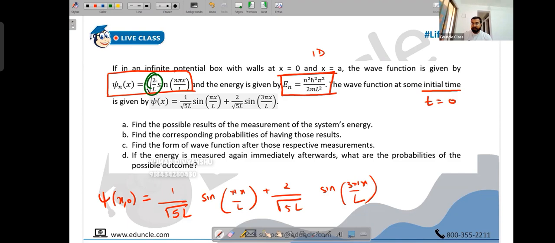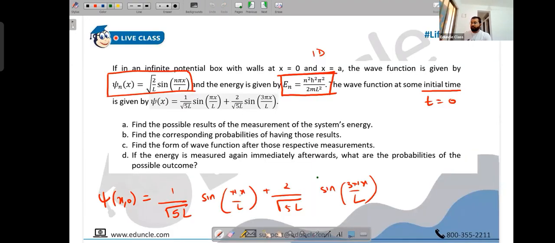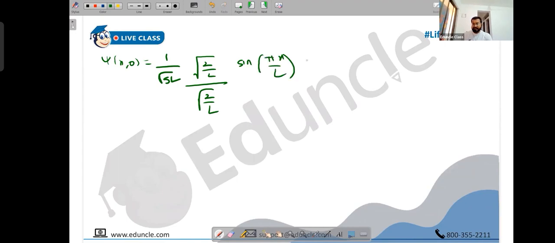However, we require root of 2 by L. Do I have root of 2 by L here? No. Do I have root of 2 by L here? No. So some manipulation needs to be done. So let's do that. I can write psi of x comma 0. What do I have? I have 1 upon root 5L. What do we need? We need root of 2 by L here first of all. So let's multiply and divide by root of 2 by L. Does it affect our calculation? It does not. And they have given you sine pi x by L. Similarly, what is the second term?